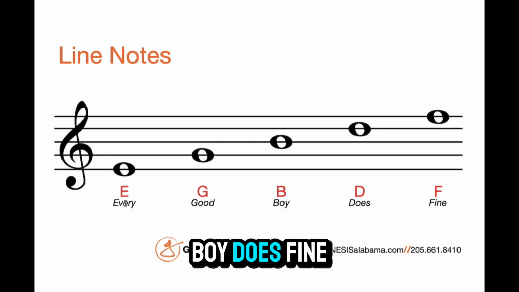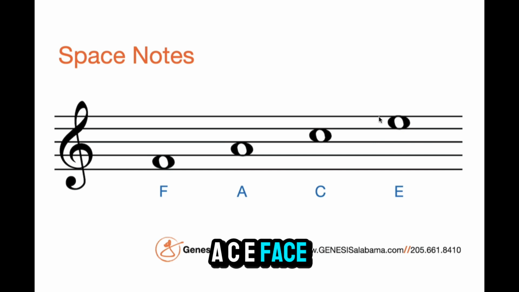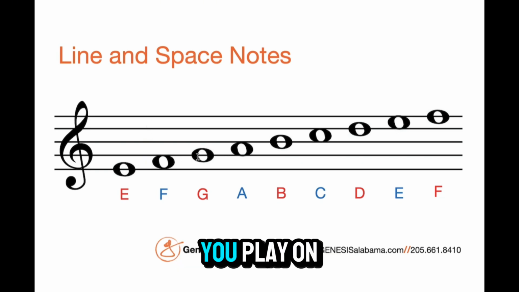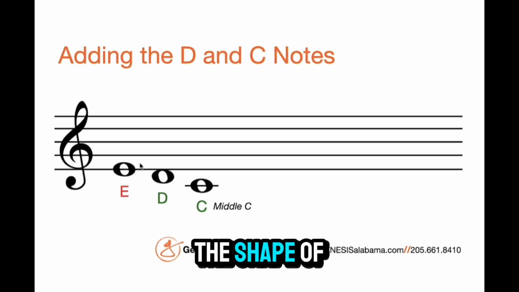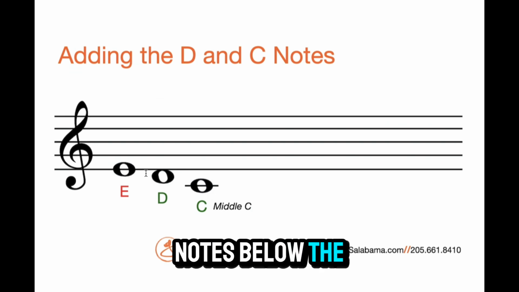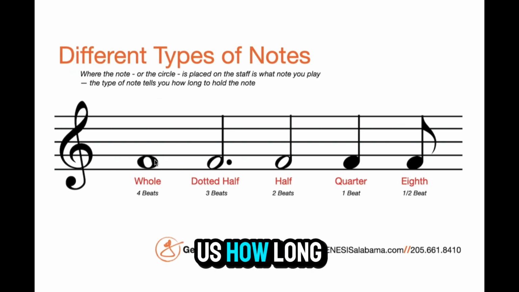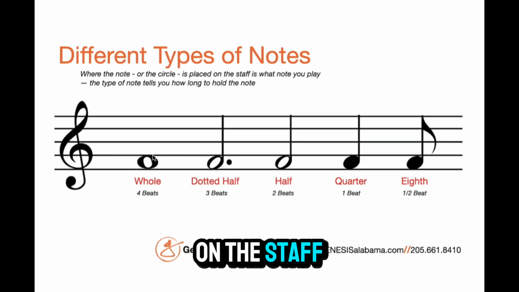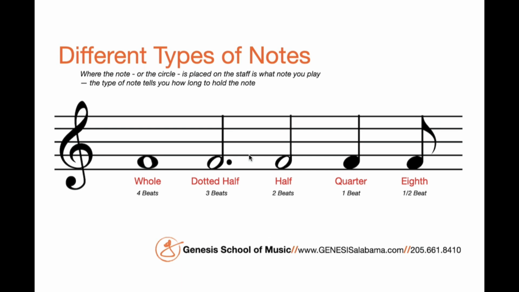So every good boy does fine, and F-A-C-E, face. Faces are in the spaces, is what we've always said. So wherever the note is on this staff, that's what note you play on your instrument. There's notes below the staff. The shape of the note tells us how long to hold the note. So the placement of the note on the staff tells us what note to play. The shape of the note tells us how long to hold that note when we play it.